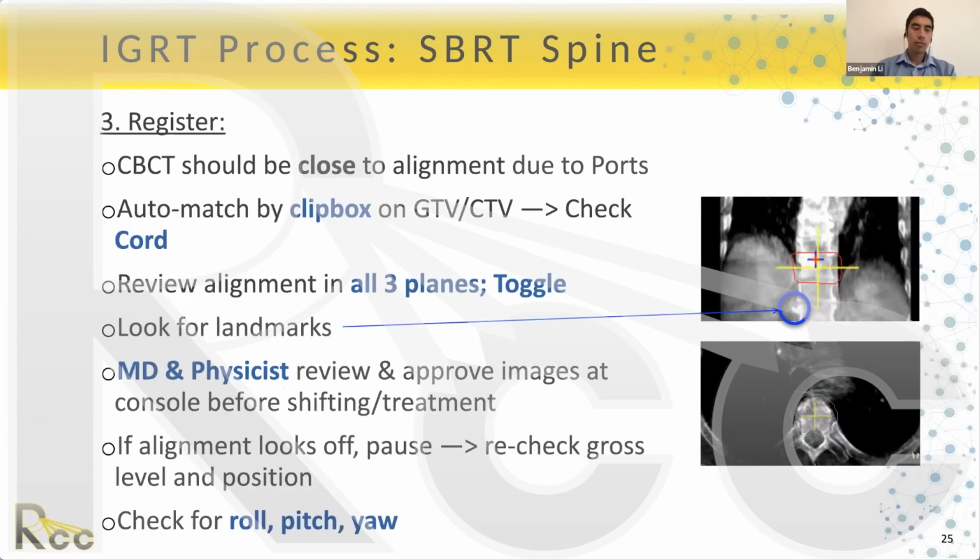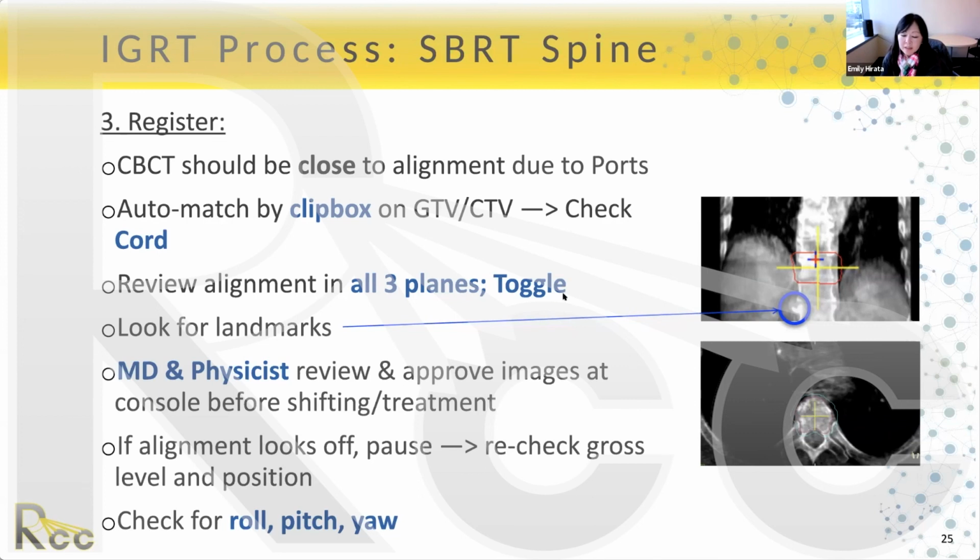Okay, now we're going to register a cone beam. Sorry, my animation's a little bit off. Your cone beam CT should already be close due to the port films that you took. That being said, you do want to check. So look for landmarks. You're going to first do auto match by clip box on your GTV and CTV. Check your cord alignment, and review alignment in all 3 planes. Once again, you want to look not just on your axial slices, but in your coronal and your sagittal views.